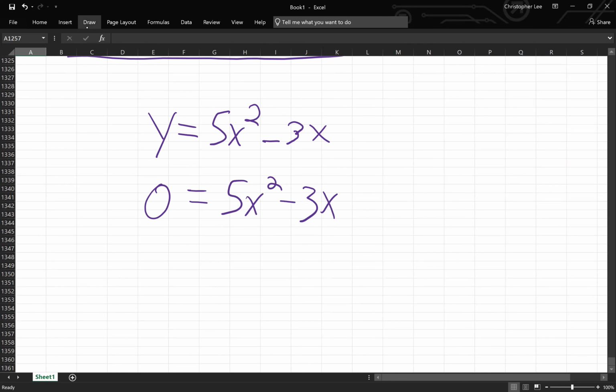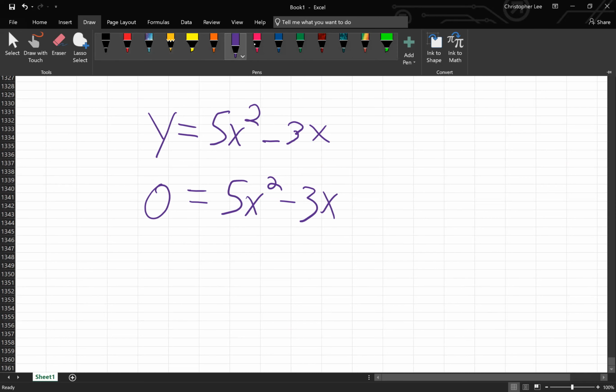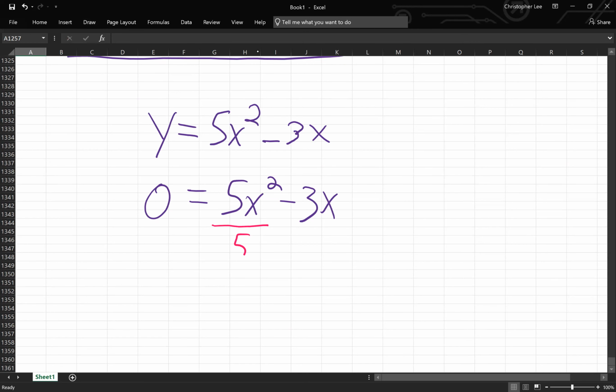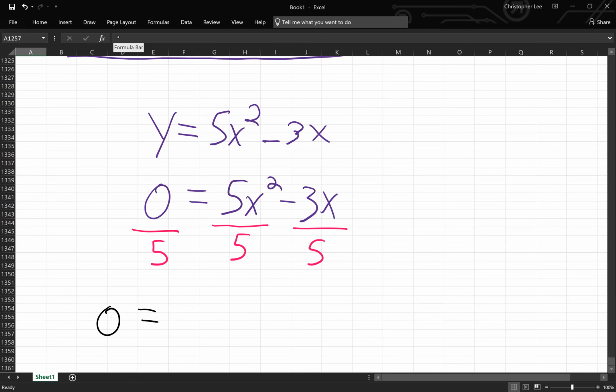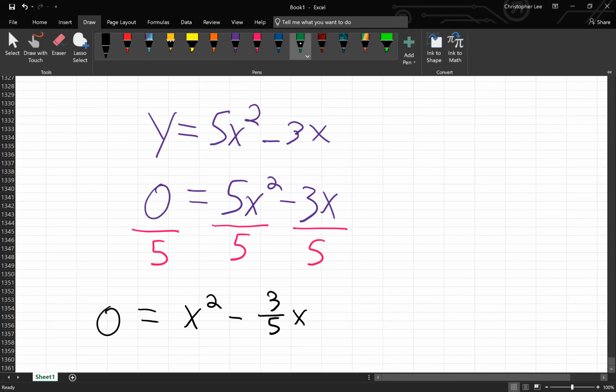But just like the other problem, the issue that I have is that a term right there. The a term is 5. I need it to be 1. So I'm gonna divide this by 5, but everybody gotta get divided by 5. So when I do that, what do I have left? I have 0 is equal to x squared minus 3/5x. And then go straight into the formula.